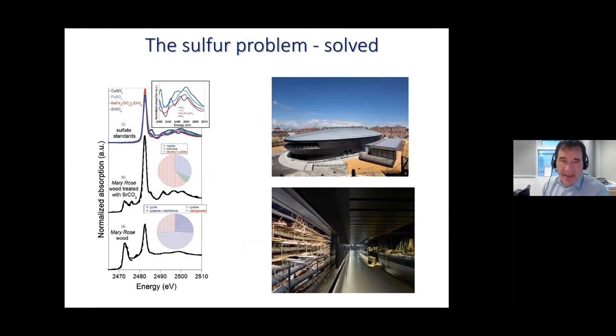And they devised this clever wash, which was a reducing agent containing carbonate, and then discovered that the wash over an extended period took the sulfate signal out of the XANES spectrum and gave them the confidence that this particular treatment would protect the wood against the erosion due to sulfuric acid.